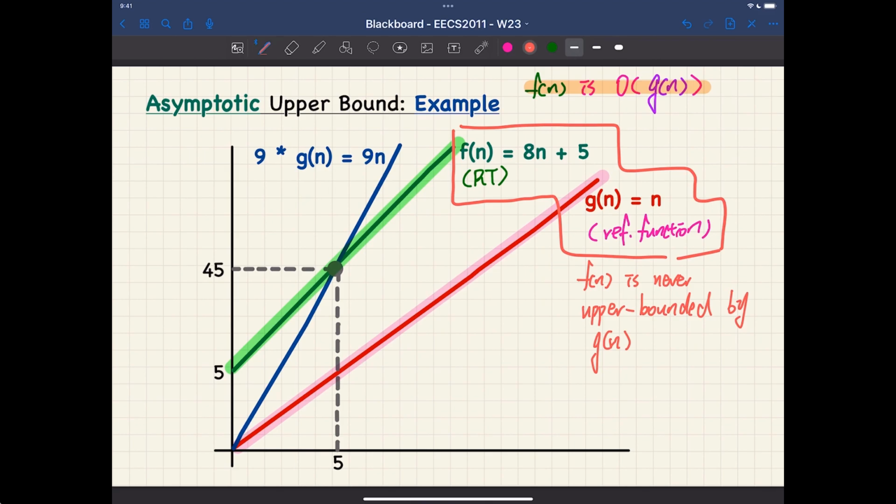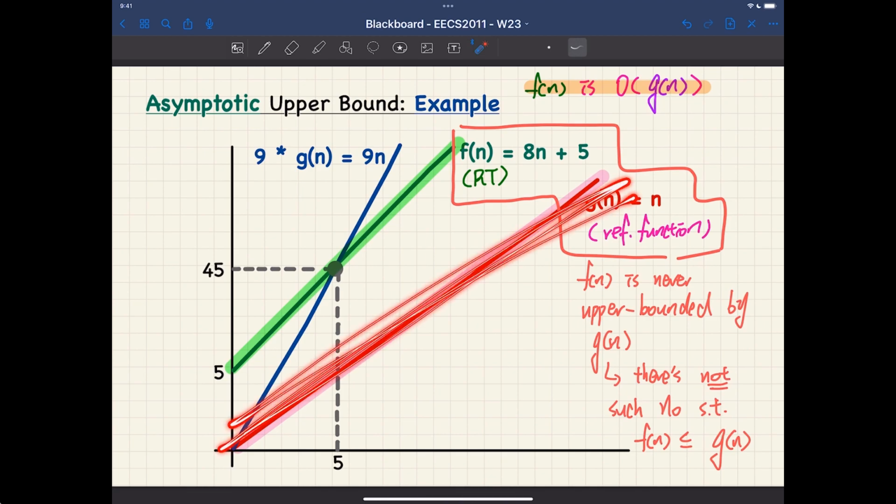So, to put it more formally, there is not such n0 such that f of n is less than or equal to g of n. You can see here I didn't put any c. So in that case, g of n can never upper bound this function over here. It's exactly the flip relation. That's number one to note.